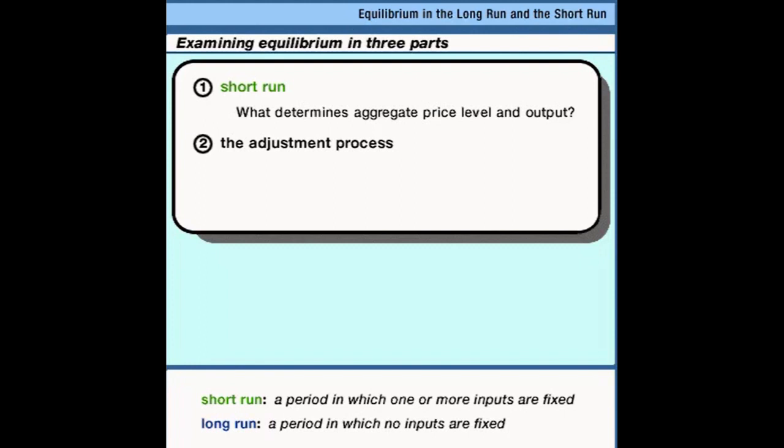And finally, we're going to look at long-run macroeconomic equilibrium. What does the economy look like when all the adjustment is finished, all the dust has settled, and we wind up with a new price level and output? So let's begin with the short run. To examine short-run macroeconomic equilibrium, we'll need our aggregate demand curve and the short-run aggregate supply curve.